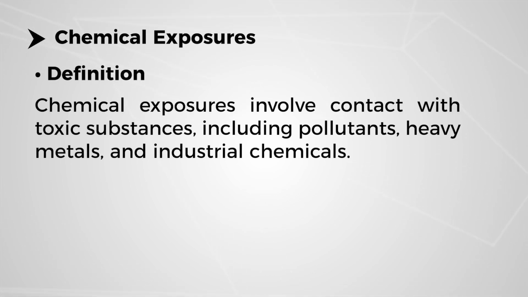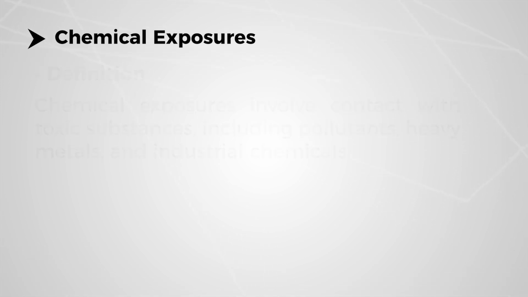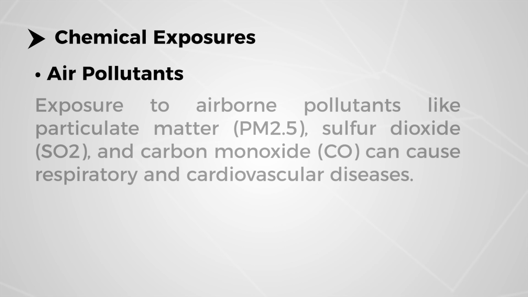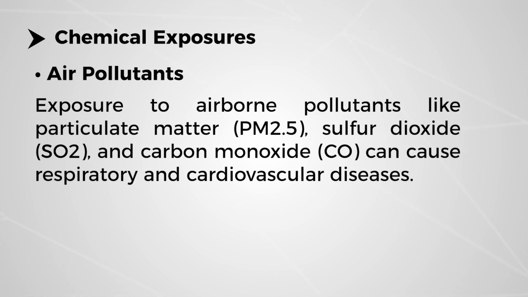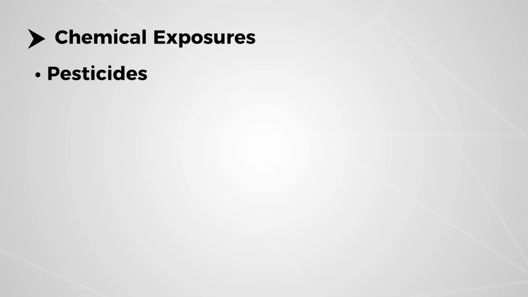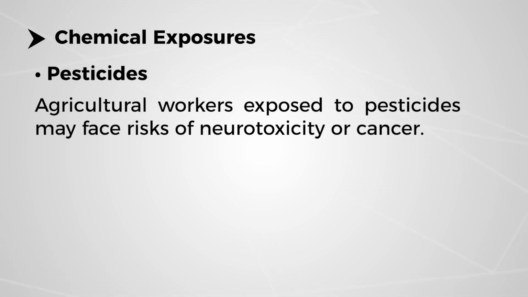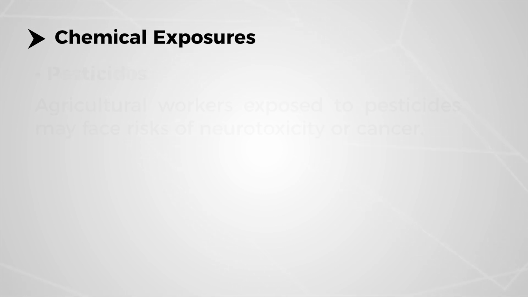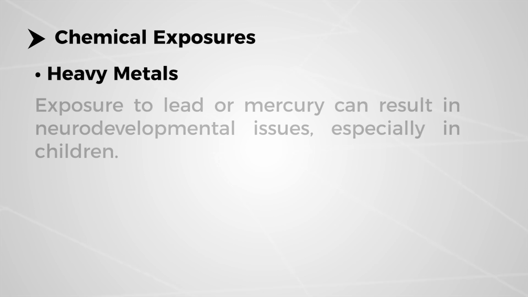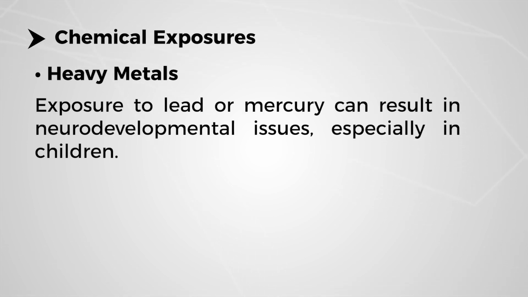Then chemical exposures. Chemical exposures involve contact with toxic substances including pollutants, heavy metals and also industrial chemicals. Examples are air pollutants: exposure to airborne pollutants like particulate matter, PM 2.5, sulfur dioxide, and carbon monoxide can cause respiratory and cardiovascular diseases. Then pesticides: agriculture workers exposed to pesticides may face risk of neurotoxicity or cancer. Then heavy metals: exposure to lead or mercury can result in neurodevelopmental issues, especially in children.